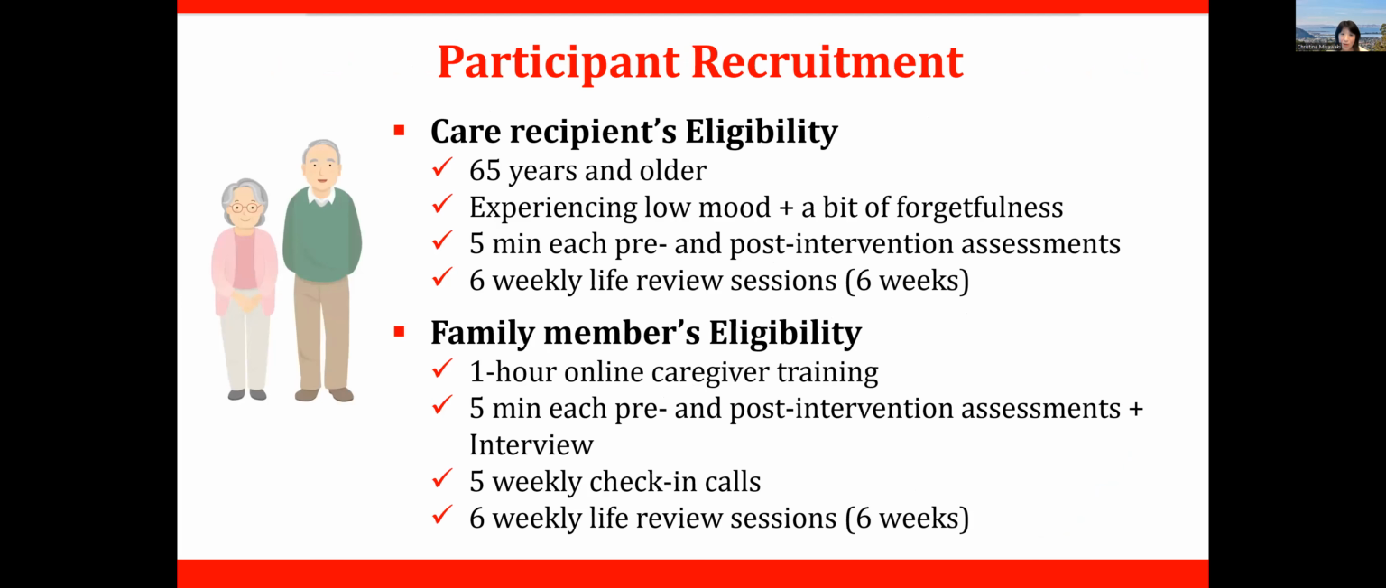So the eligibility criteria, we do need dyads. So one is care recipients, who are older adults, 65 and older. And because this is a depression intervention, we needed somebody who has a little bit of a low mood, not under depression, because you're not the therapist. So we are looking for somebody who is in low mood, and we wanted to try with somebody who has some memory issues, so probably mild cognitive impairment, or probably early stage dementia.